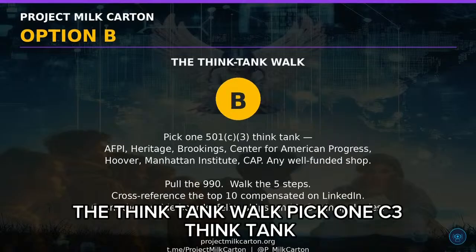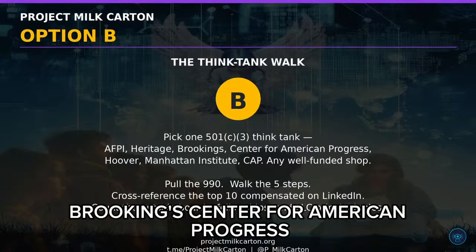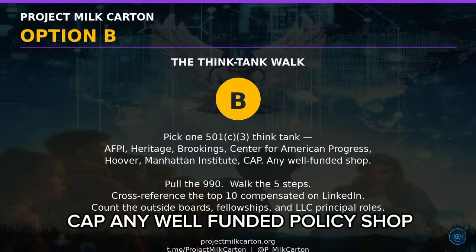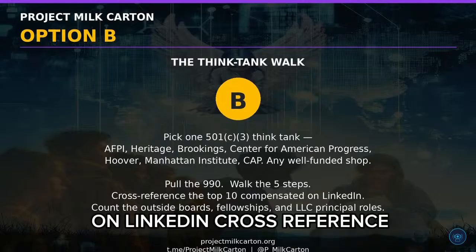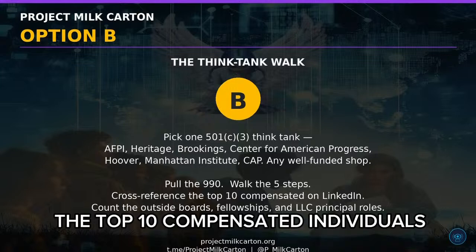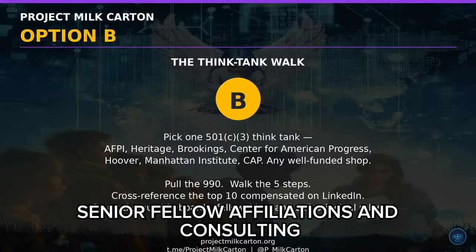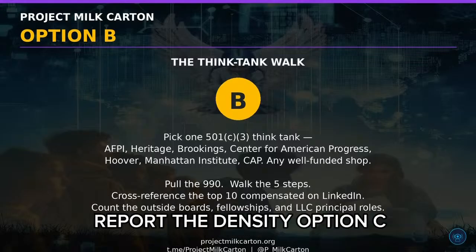Option B. The Think Tank Walk. Pick one C3 think tank: AFPI, Heritage, Brookings, Center for American Progress, Hoover, Manhattan Institute, any well-funded policy shop. Pull its 990. Walk the 5 steps. On LinkedIn, cross-reference the top 10 compensated individuals. Count the total number of outside board seats, senior fellow affiliations, and consulting LLC principal roles held by those 10 people. Report the density.